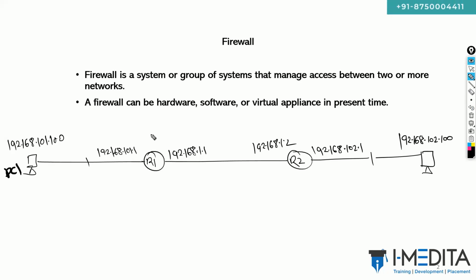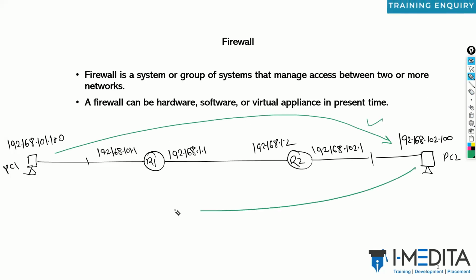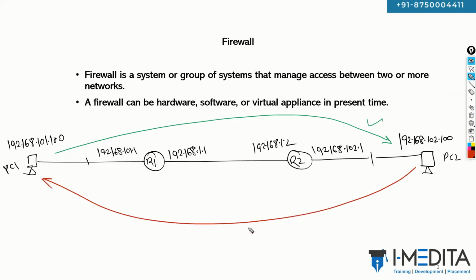After IP addressing and routing, we can make it possible that PC1, this is my PC1, this is PC2. So you can see here that PC1 can communicate with PC2, as well as PC2 can communicate with PC1. Correct? Now, the requirement is that we want PC1 to communicate with PC2, but PC2 should not be able to communicate with PC1. For that, we need to deploy a firewall.